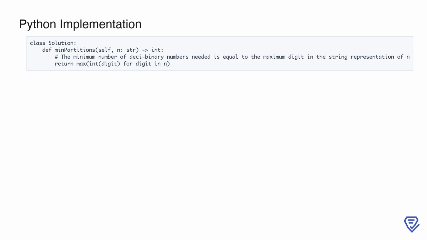Therefore, to represent a digit d in n, we need at least d Deci-Binary numbers, because no single Deci-Binary number can contribute more than 1 to a single digit. 2. The key insight is that the minimum number of Deci-Binary numbers needed is equal to the maximum digit in the string representation of n. For example, if n equals 82734, the maximum digit is 8. This means we need at least 8 Deci-Binary numbers to construct the sum.